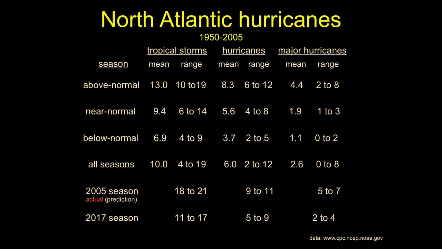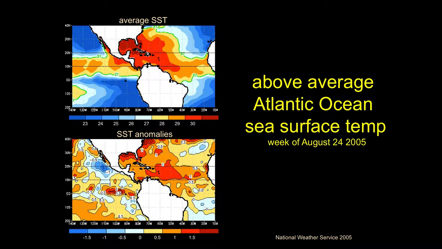This is what actually happened in 2005. We had 28 tropical storms. We had 15 hurricanes, and we had 7 major hurricanes. Crazy. So this is all to tell you that 2005 was an unusual year. And we'll see how many hurricanes we end up with after another month or so when we exit the season. Okay, let's look.